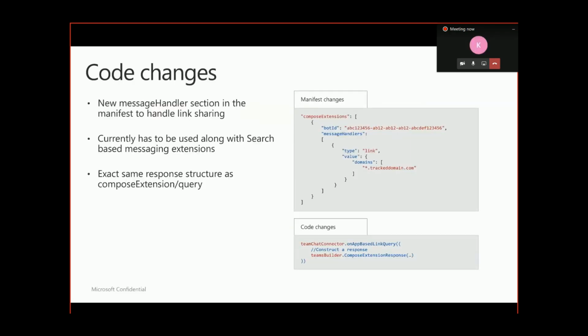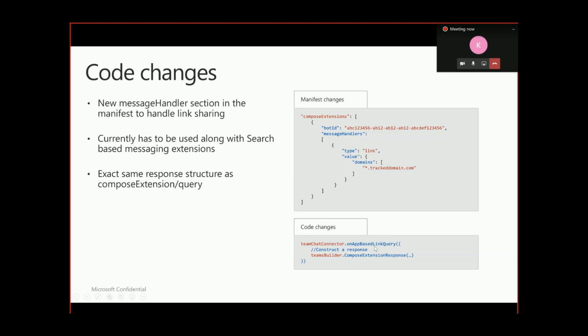Okay. In terms of code changes in dev preview now, you have a new message handlers property that you can add to Compose extensions. This currently supports only the type of link, but we're looking at whether, in the future, we can have different types that we can open this up to, which is why we kept it slightly open right now in terms of not just calling it for links. In that particular object, you can specify the domains that you want to track. You can track 1 or more domains based on what your app is currently handling. And in terms of what happens when the user pastes the link, you get a new event type called Teams Chat Connect on app-based link query.